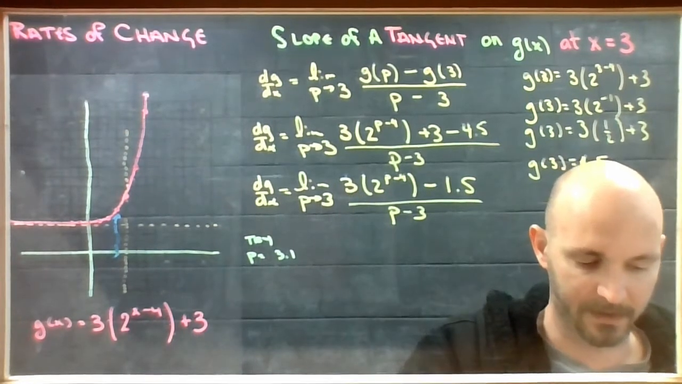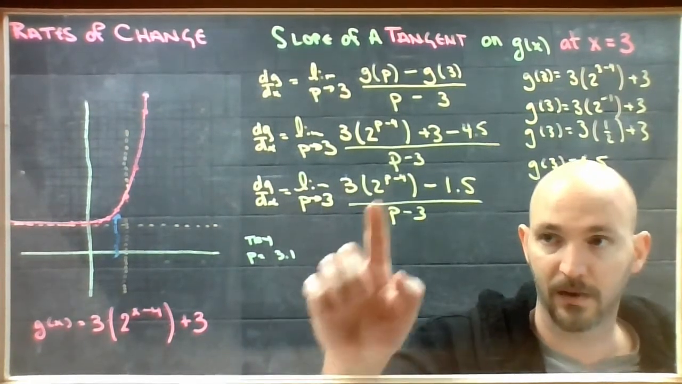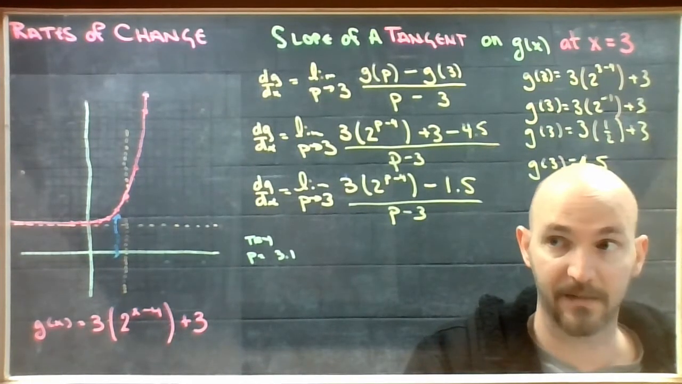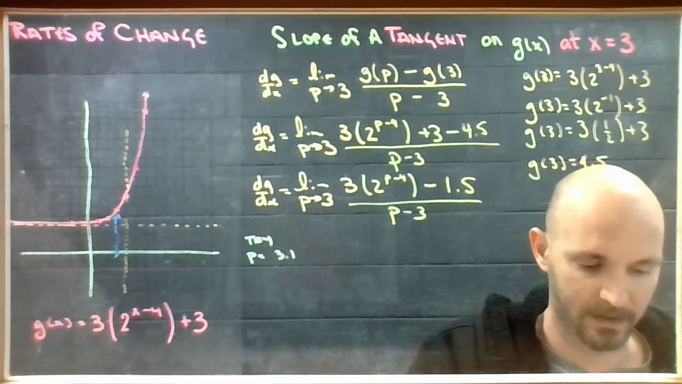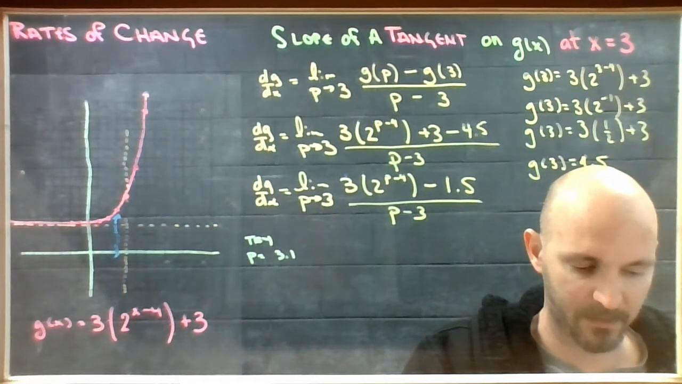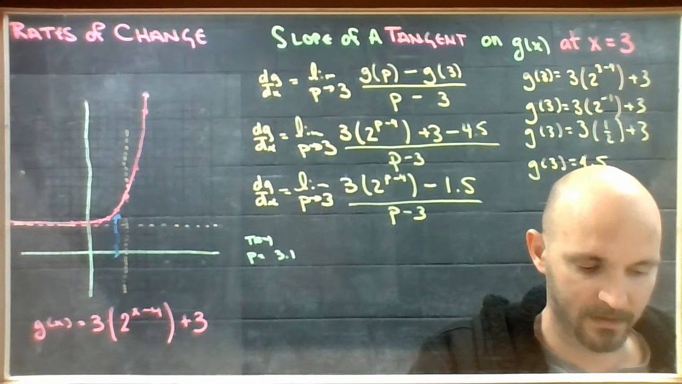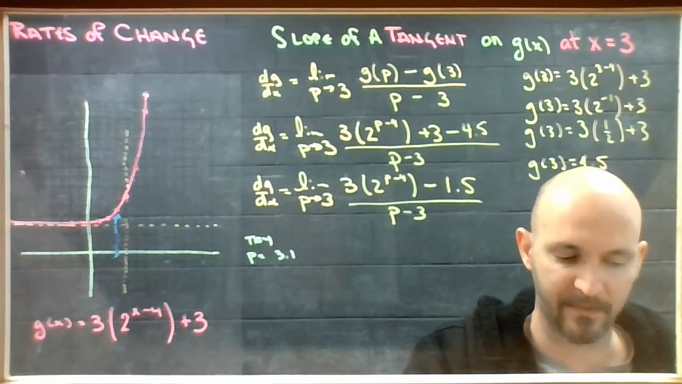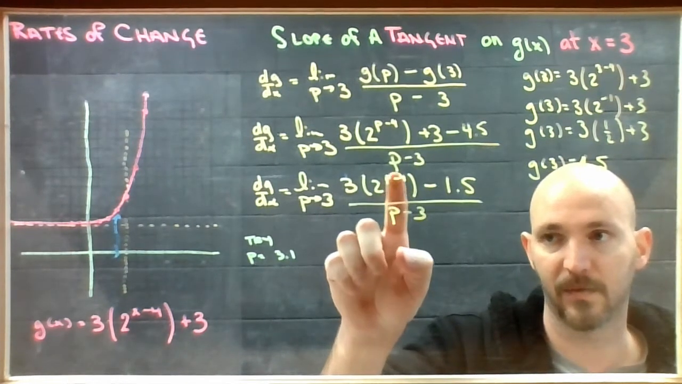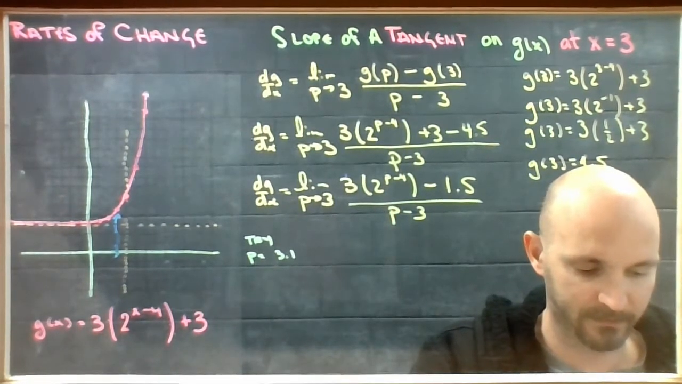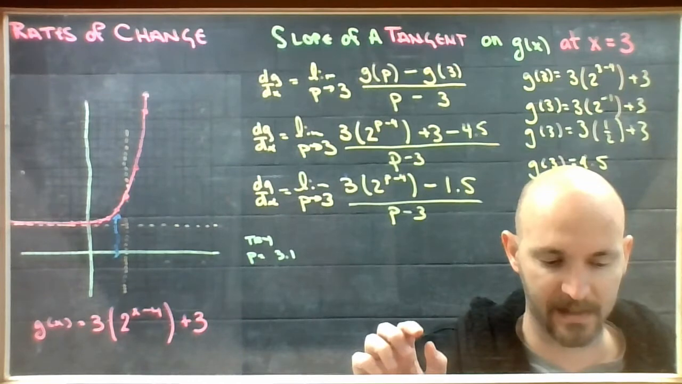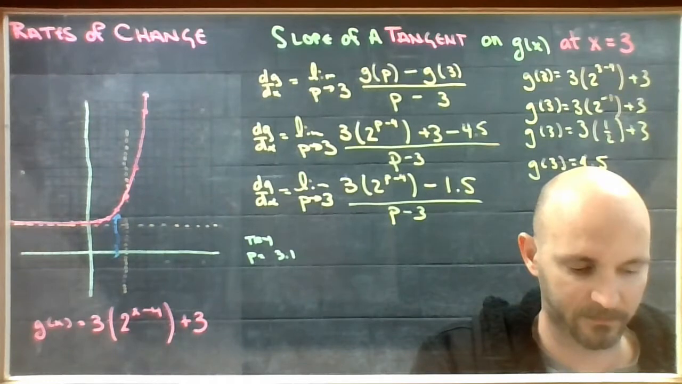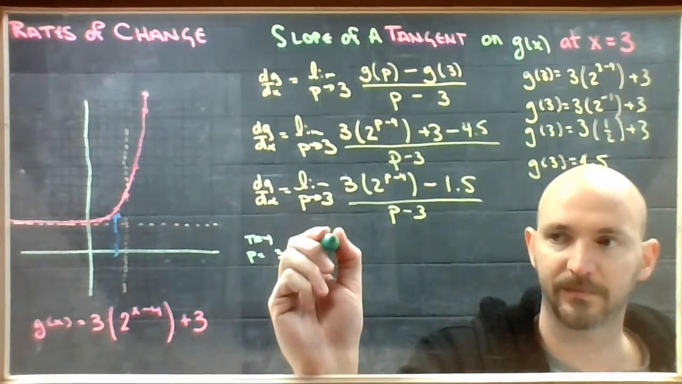I don't like what's happening here. Let me try this again. 3.1 minus 4 is negative 0.9. Clear. 2 to the exponent negative 0.9 equals 0.535887. Multiplied by 3 is 1.60766, minus 1.5 is 0.10766.